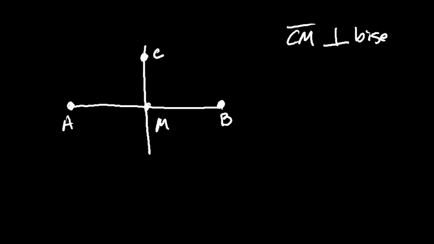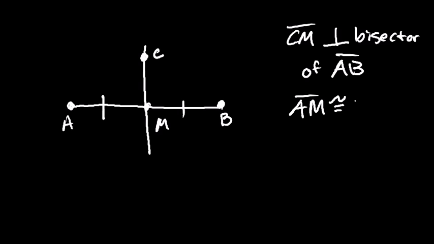So I know that if this is A, this is M for midpoint, this B can be at the end, B, and I have a point C. So if CM is a perpendicular bisector of AB, well, I know that AM is going to be congruent to MB since it is a bisector.